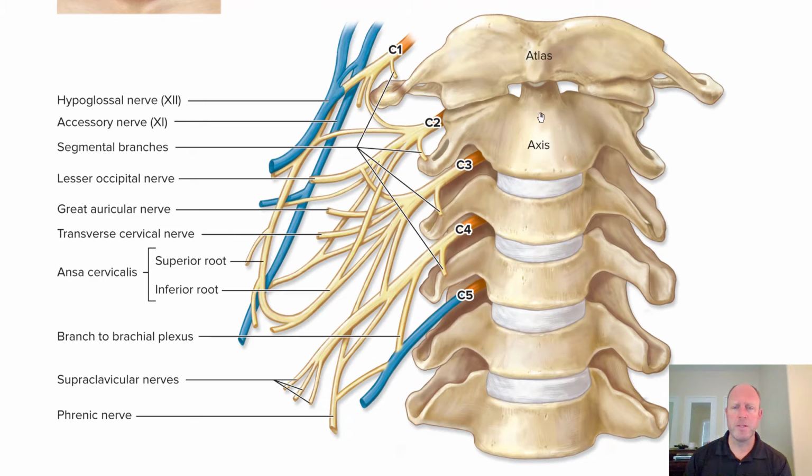Of course, atlas and axis being C1 and C2 are vertebrae, not to be confused with our cranial nerves here. And eventually, of course, they branch out and affect our other cranial nerves as well, with CN12 and CN11 here.